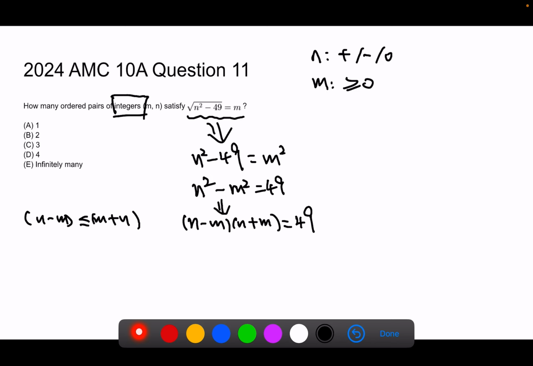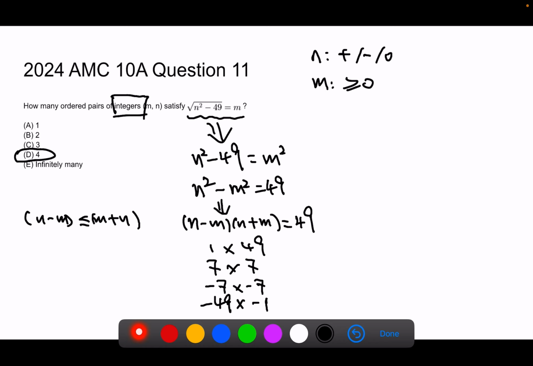So 49 can be written as two numbers multiplied together. How many ways can you do it? Well, the first one is 1 times 49. The second one is going to be 7 times 7. The third one is going to be −7 times −7. And finally, it's −49 times −1. Note that when I'm writing this up, I always make sure the left side is not larger than the right side. In that sense, you'll get the answer. There are 4 ways to do it.